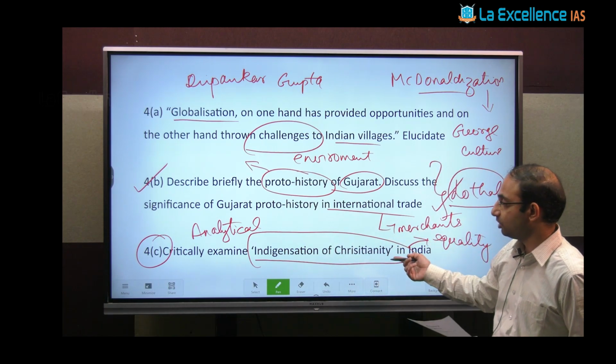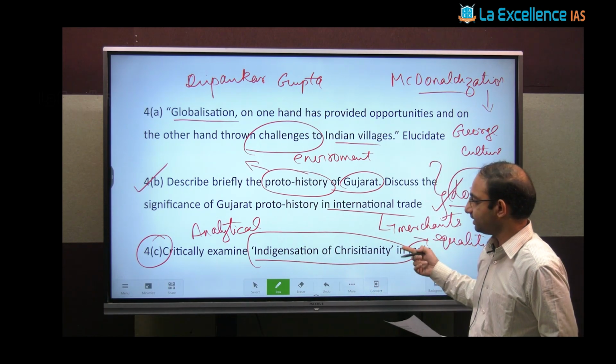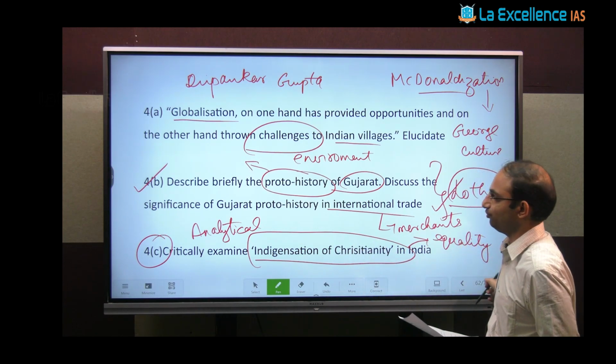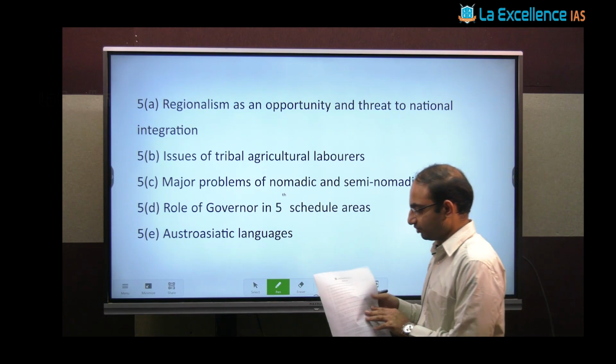More questions of this sort will appear. They won't be direct, but they'll call for intelligent answer writing. This is one such beautiful question. Next, fifth question, section B. We move to section B.